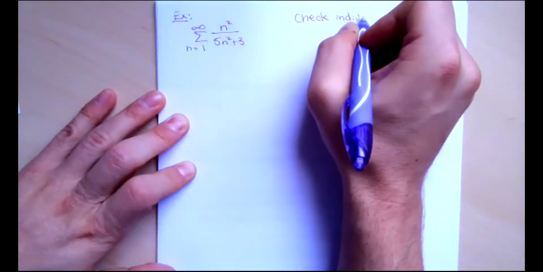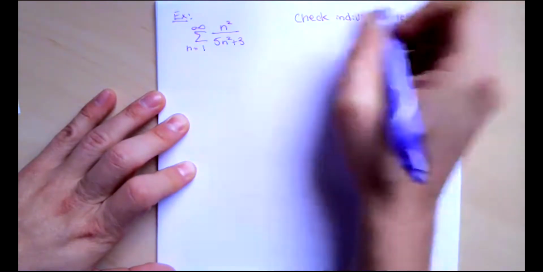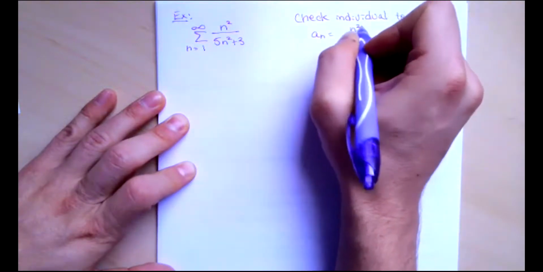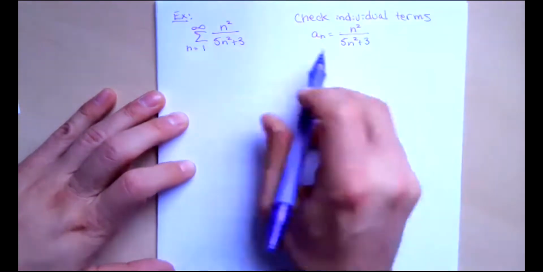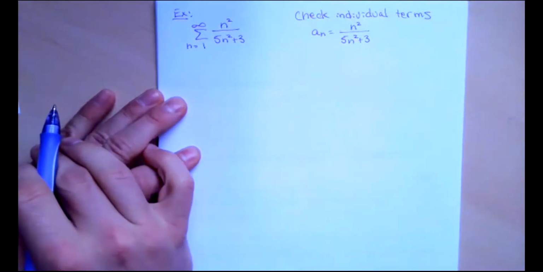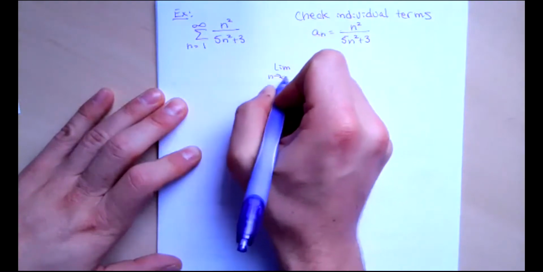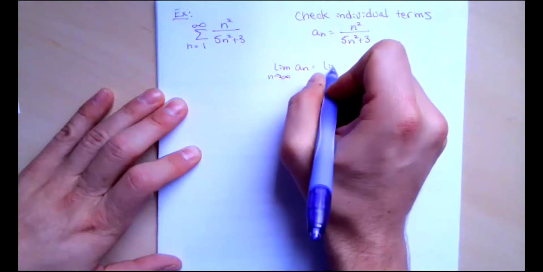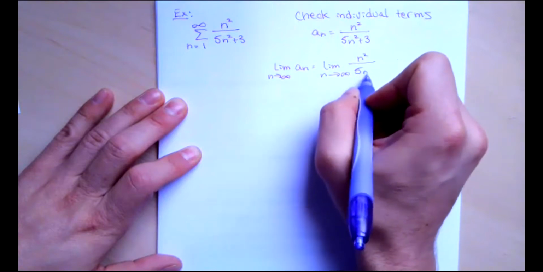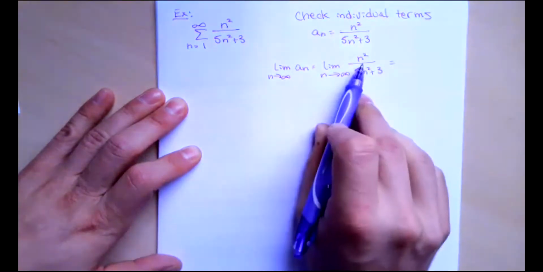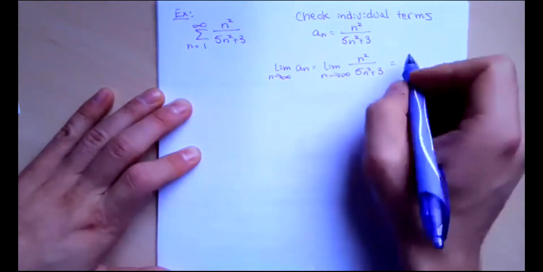is the individual terms. So the sequence of terms that we are adding together is just this n squared over 5n squared plus 3. And the limit as n goes to infinity of a_n, when I compute that limit, it's a polynomial. Numerator and denominator have the same degree, and so our limit is 1/5.